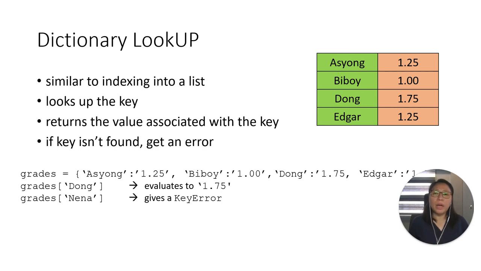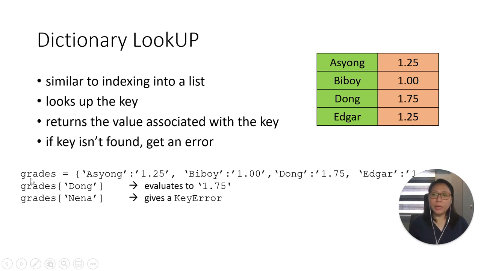However, the syntax or the way we access a dictionary is similar to the way we access a list, except that the index is not numeric. So the index now is a key.